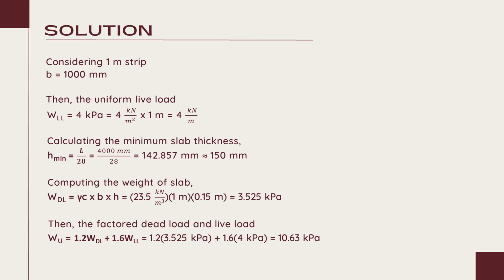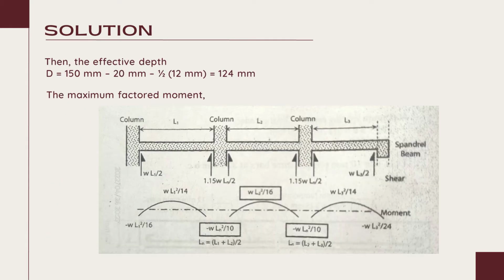Solving for the factored dead load and live load, based on the NSCP 2015, the factored load is 1.2 of dead load and 1.6 of live load. Substituting all the values computed, the factored load is 10.63 kilopascal. Then, for the effective depth, height of the slab subtracted by the concrete cover and 1/2 of the diameter of the main bars. So the effective depth is 124 millimeters.